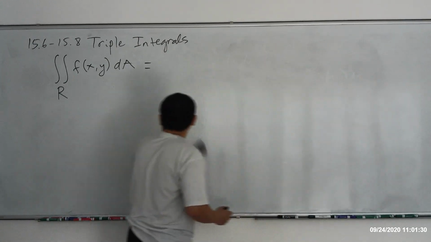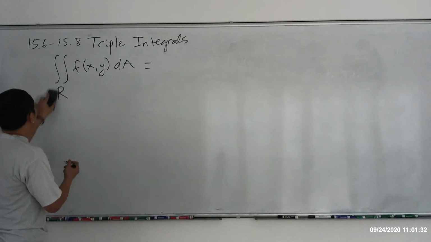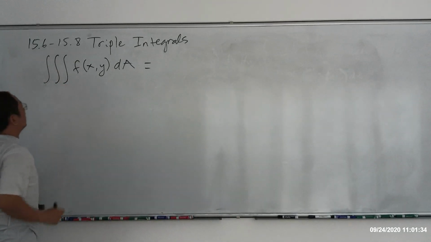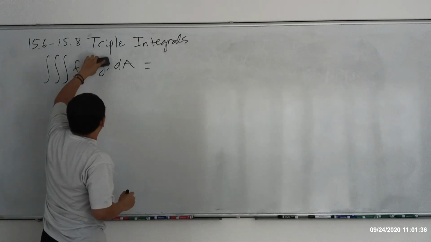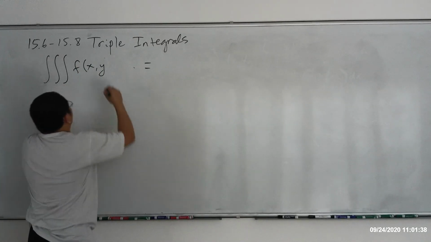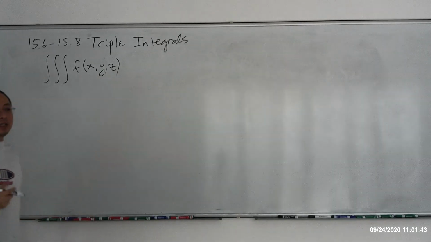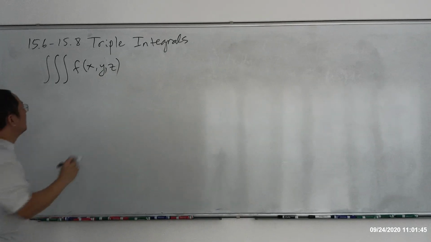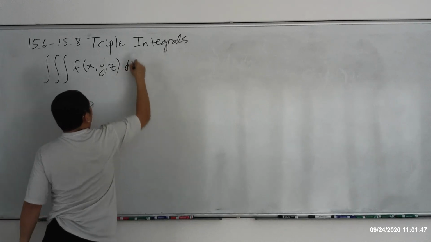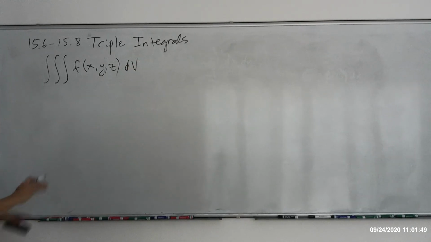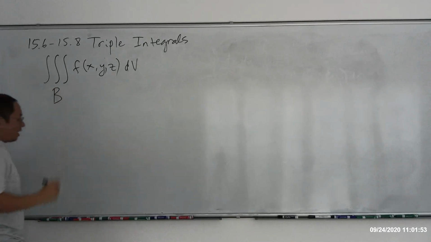So instead of having two integrals, this time we're going to have three integrals. Okay? So instead of having dx, dy, f(x, y), we've got f of x, y, and z. Instead of dA, oh, by the way, dA stands for what? Change of area. Okay? Now we've got dV. V stands for volume. So it's not a region anymore. It's going to be a box. So I denote it by over a box B.